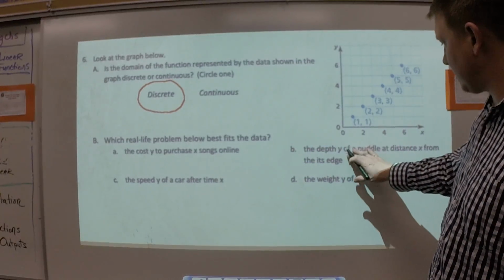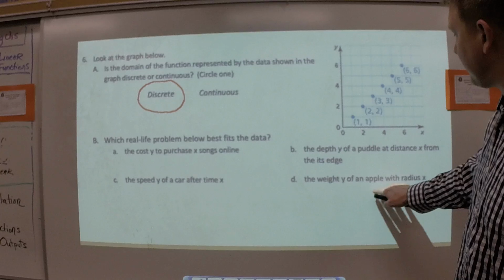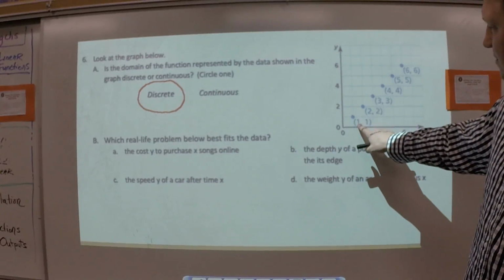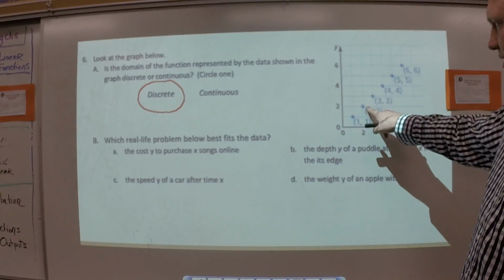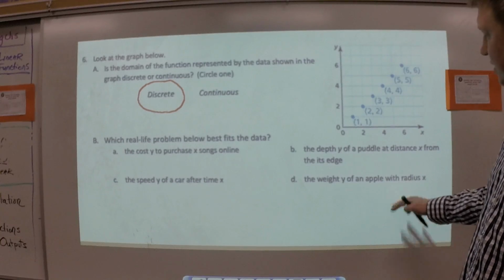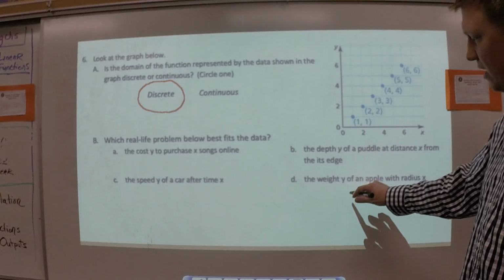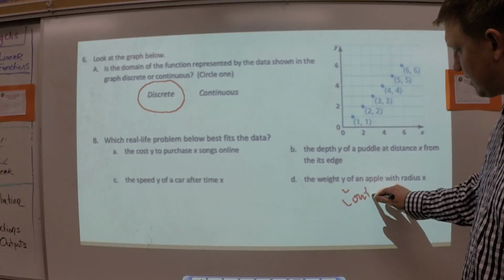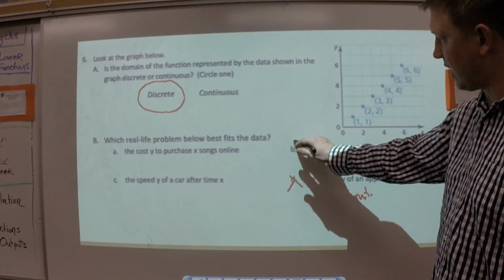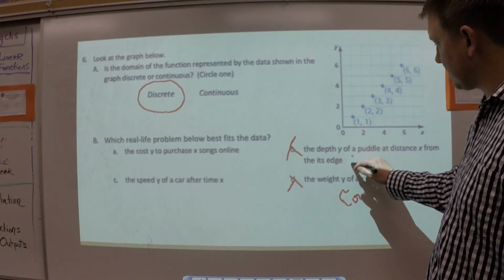So this one's continuous. This one is the weight of your apple. The weight of an apple doesn't need to be exactly 1. No. Doesn't need to be exactly 2. No. It can actually be a variety of different decimals, right? So this is continuous as well. And so we could write even continuous. So not that one, not that one. This one's continuous.